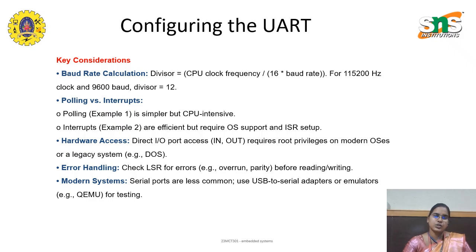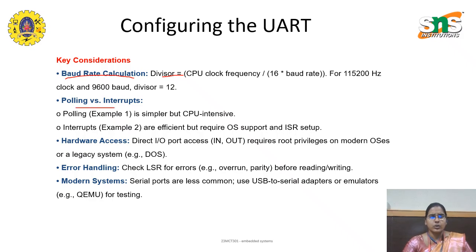Now the key considerations for configuring the UART. Baud rate calculation is very important, because the divisor is the CPU clock frequency divided by 16 times the baud rate. So whatever the baud rate, you have to multiply it by 16. For example, with a 1,152,000 Hz clock and 9,600 baud, the divisor is 12. We have to calculate the baud rate.